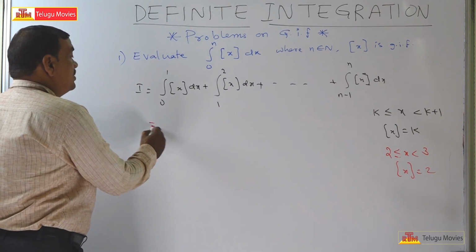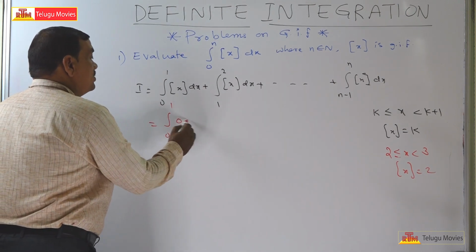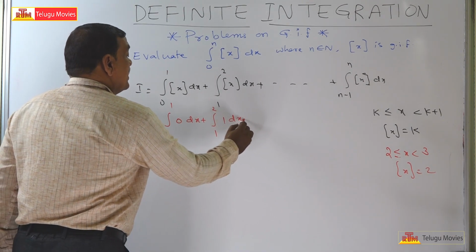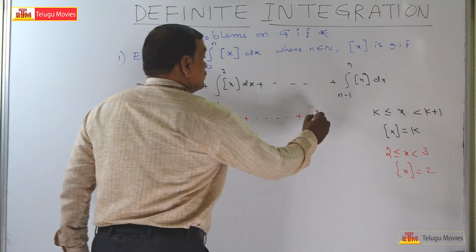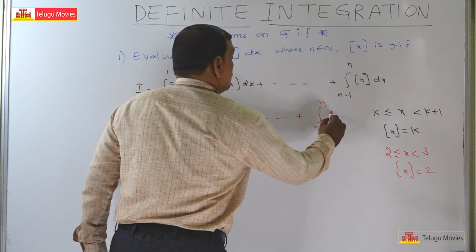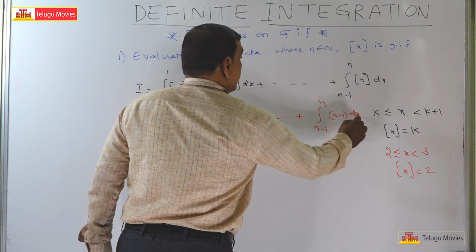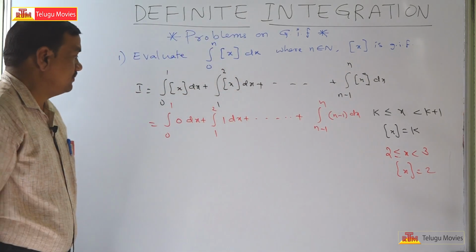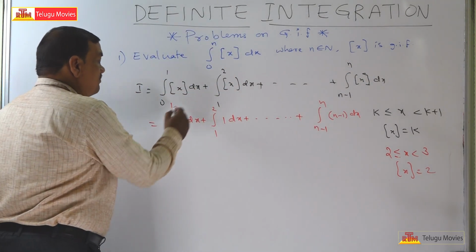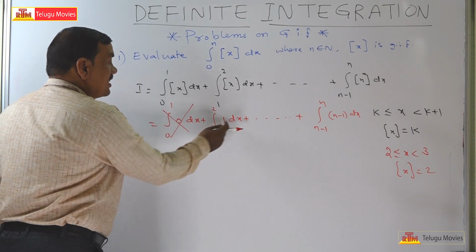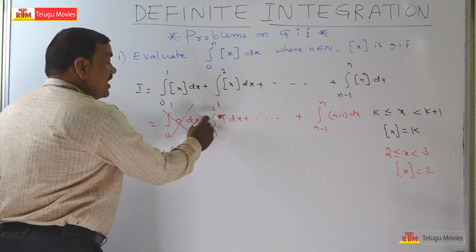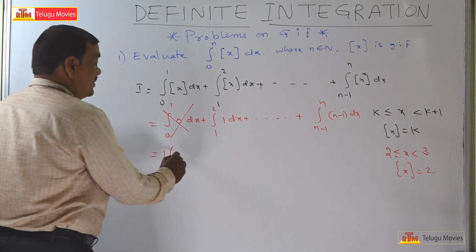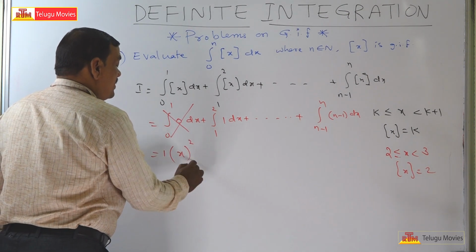Now coming to here, from 0 to 1, what is the [x] value? 0. So this is equal to, from 0 to 1, 0 dx plus from 1 to 2, 1 dx plus so on. From n minus 1 to n, the [x] value is n minus 1, so n minus 1 dx. Of course the first term will become 0, so forget about it. Coming to 1, take it outside. What is the integral of 1? It is x, with upper limit and lower limit.